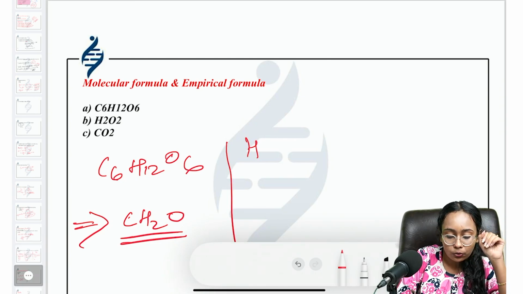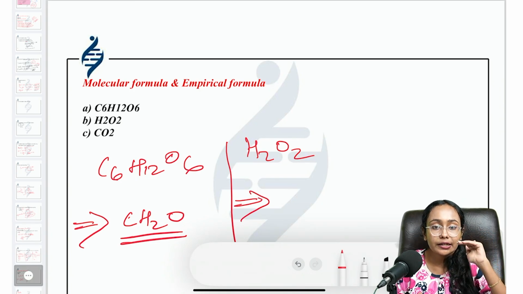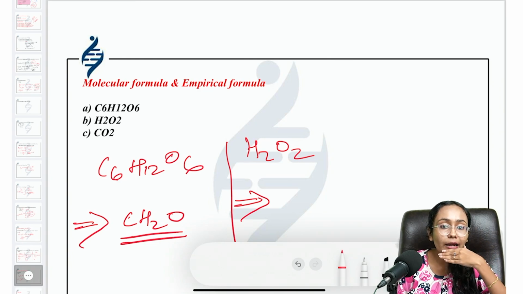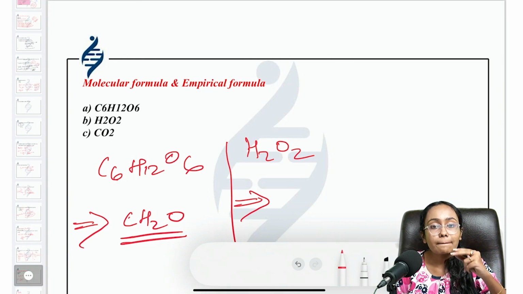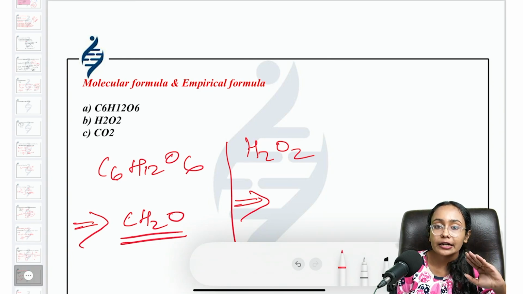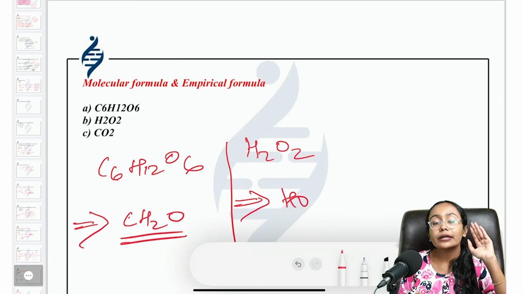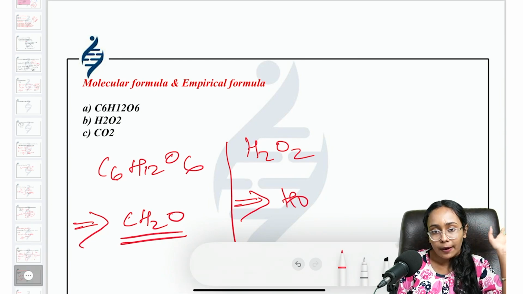Coming to H2O2, hydrogen peroxide. Looking at hydrogen peroxide, it is a molecular formula. I can understand that there are hydrogen and oxygen in hydrogen peroxide, and also there are 2 hydrogen atoms and 2 oxygen atoms. Coming to the empirical formula, I have to divide it by a simple whole number. I'm dividing it by 2. Hence, I get HO, which is the empirical formula.